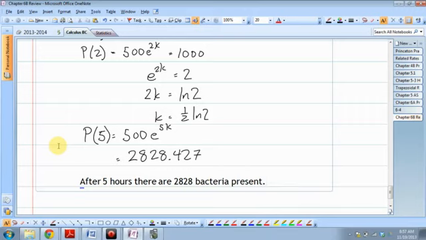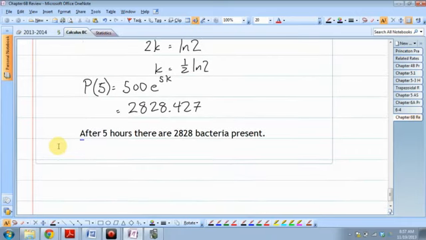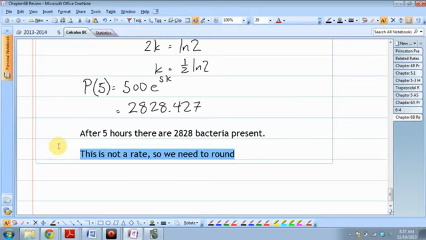So do you just always round down? In this case, we're talking about bacteria, this isn't a rate, so we need to round. But if it's like 28.6, would it still be 28? Yeah, I think you'd still be 28. You just go down.